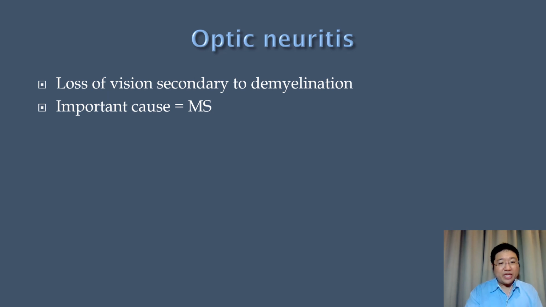The inflammation of the optic nerve can also be seen. It is loss of vision secondary to demyelination, and the most common cause is multiple sclerosis. You will learn about this condition in a lecture on the nervous system that's coming soon within this month.